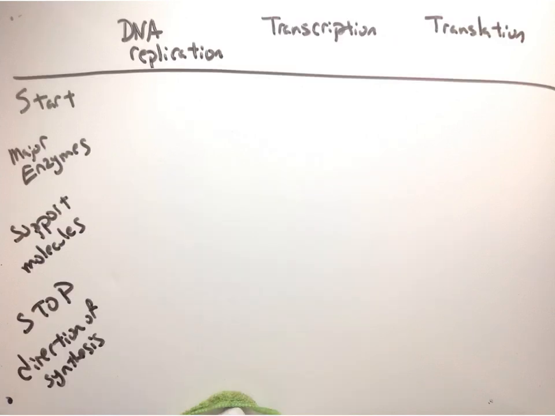Your homework is to fill out this chart comparing DNA replication, transcription, and translation. For each of them, consider: where does each process start? What is the major enzyme responsible for doing this process? What other molecules are necessary for these processes? Where do they stop? And which direction does synthesis go?